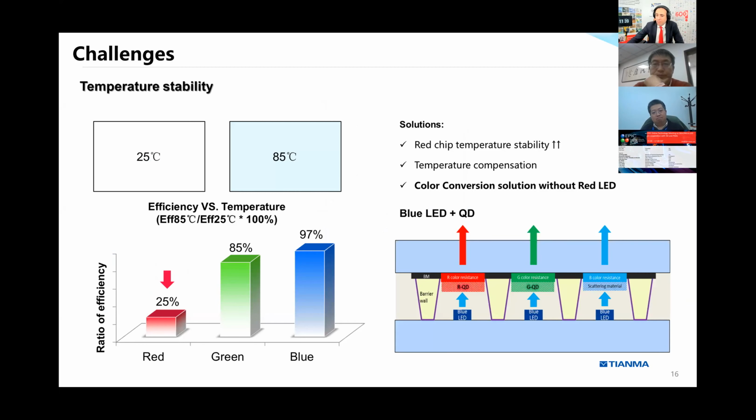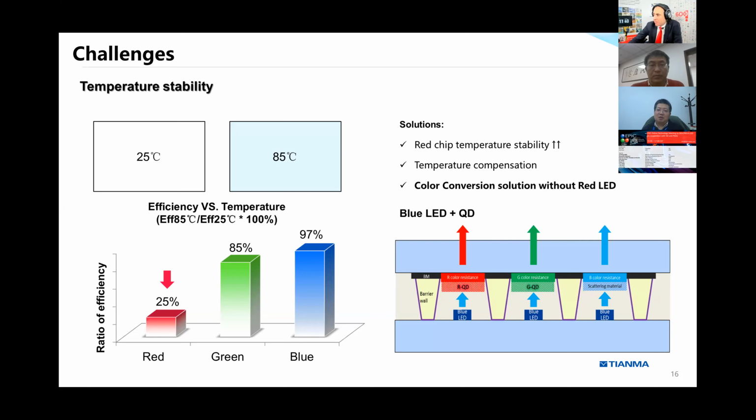There's another challenge, which is about the temperature stability. Under high temperature, the brightness efficiency of micro LED will change, especially the red chip. Under 85 degrees C, it can only have 25% of the performance compared with the ambient temperature. So if we raise the temperature even higher, the color will change all the way to green.